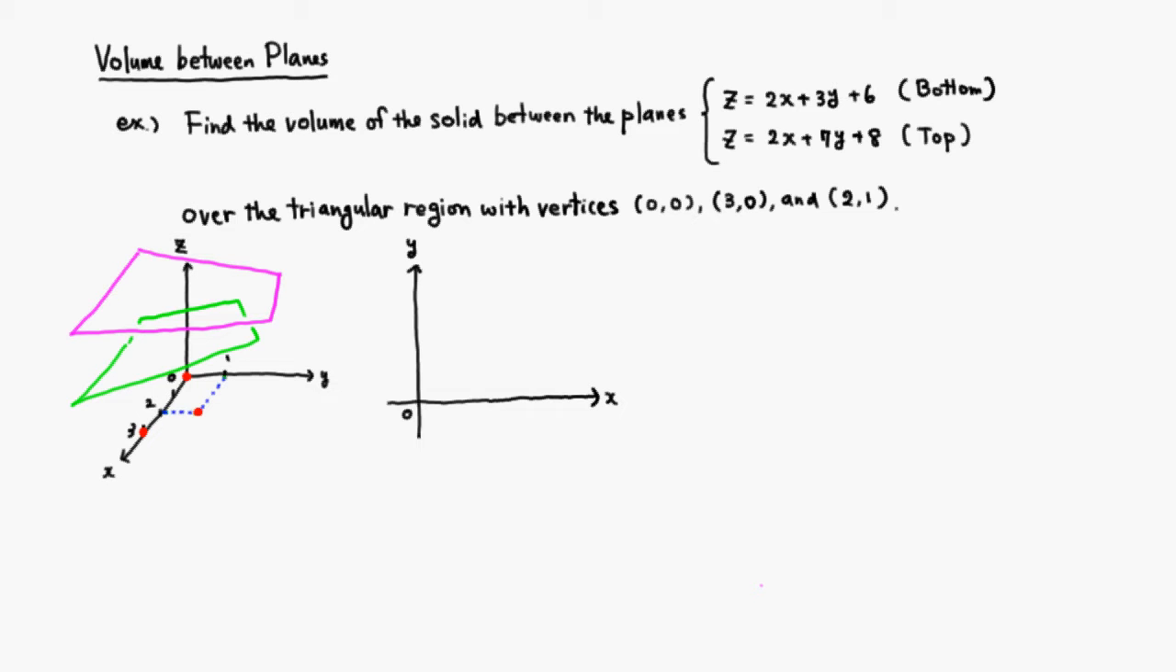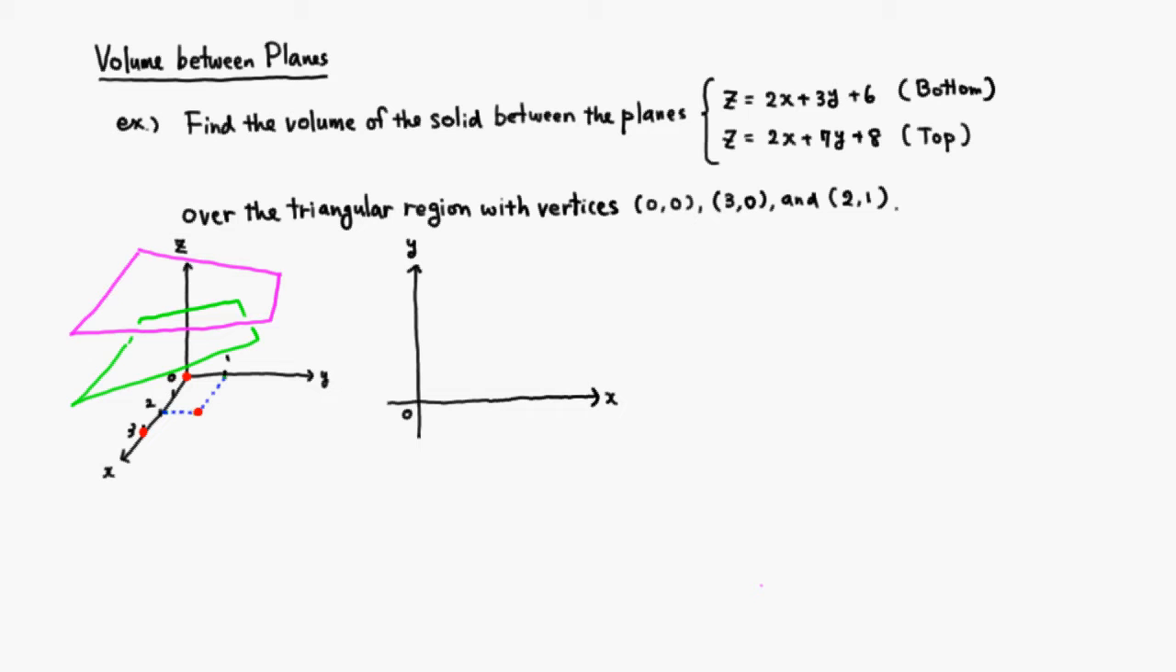Alright, let's try to find the volume of a solid between two planes. We want to find the volume of the solid between the planes z equals 2x plus 3y plus 6, and z equals 2x plus 7y plus 8, over a triangular region on the xy plane with vertices (0, 0), (3, 0), and (2, 1).